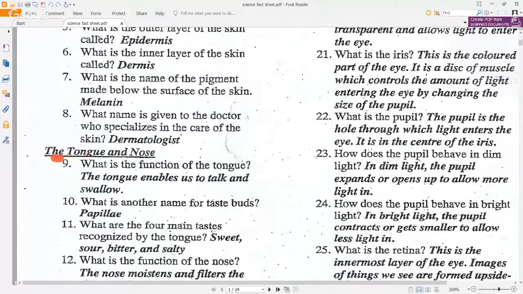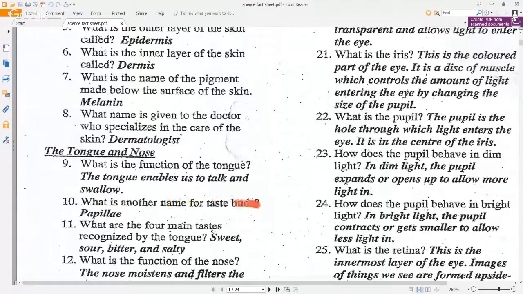We go on now to the tongue and nose. So all of these are grade 4 content areas. What is the function of the tongue? The tongue enables us to talk and swallow.